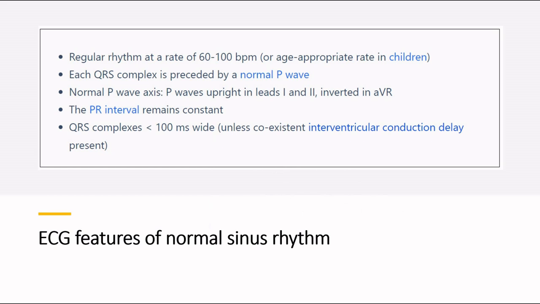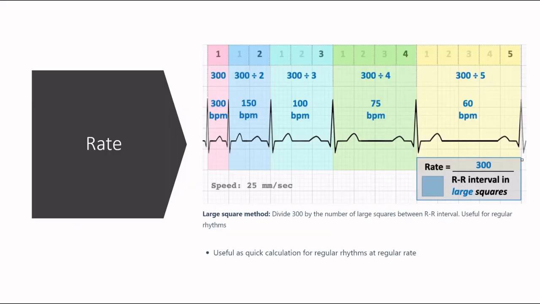These are the EKG features of normal sinus rhythm. The rate is regular at a rate of 60 to 100 beats per minute. QRS complex is preceded by a normal P wave. A normal P wave is defined by P waves upright in leads 1 and 2 and inverted in AVR. The PR interval remains constant throughout the EKG, and QRS complexes are less than 100 milliseconds wide unless there is interventricular conduction delay. To figure out the rate, there are 2 methods.